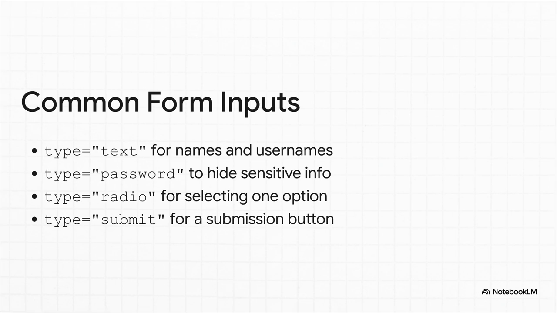Just by changing one little thing called its type, you can create all the different form fields you see online every day. For instance, type equals text gives you a simple box for a name or username. Type equals password does the same thing, but it hides the characters as you type. Type equals radio gives you those little circle buttons where you can only pick one option. And type equals submit. Well, that creates the submit button.